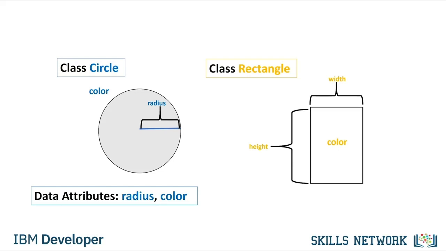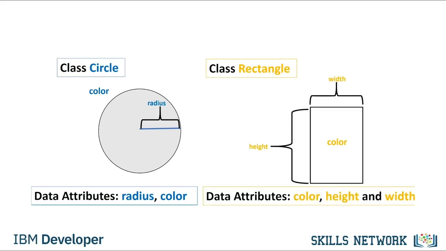Similarly, examining the image in order to define a rectangle, we need the height and width. We will also add color to distinguish between instances later. Therefore, the data attributes are color, height, and width.